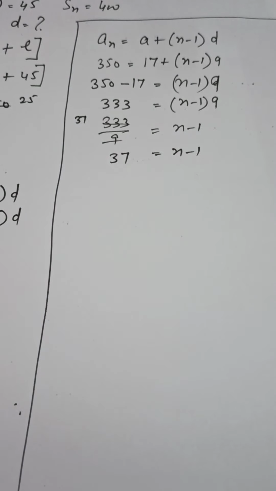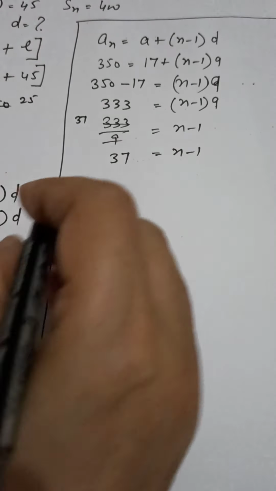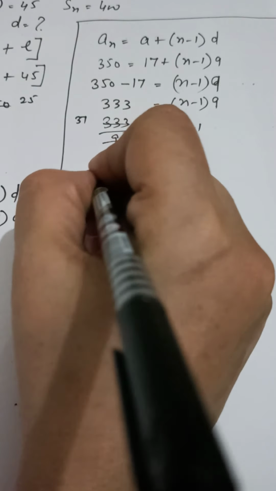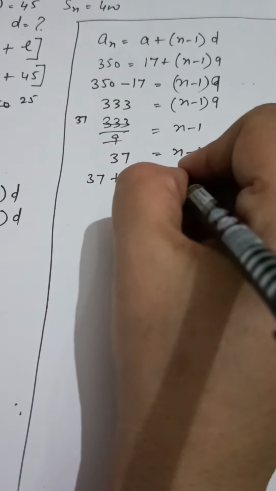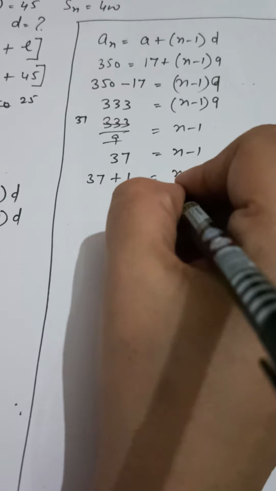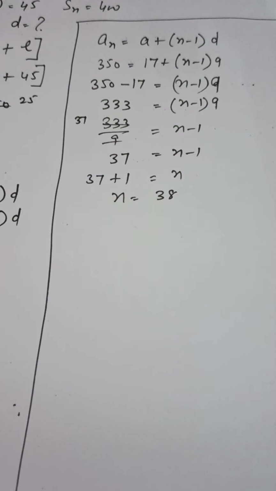When we cut this, we got 37. Minus 1 moves to this side, that becomes plus. So n is equal to 38. That is your first answer.